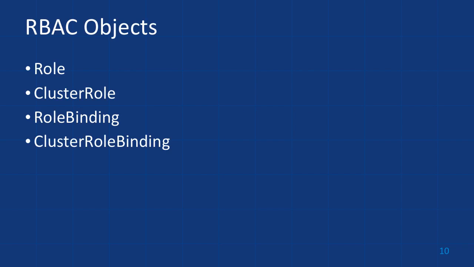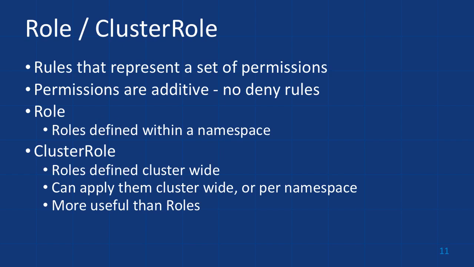There are 4 base types that you'll be working with in RBAC. There's the role and cluster role, and role binding and cluster role binding. The role and cluster role are the rules that represent the permissions. Permissions are additive, so there are no deny rules. There are only rules that tell you what you can do. The difference between roles and cluster roles is that roles are defined within a specific namespace. Cluster roles are applied to the entire cluster.